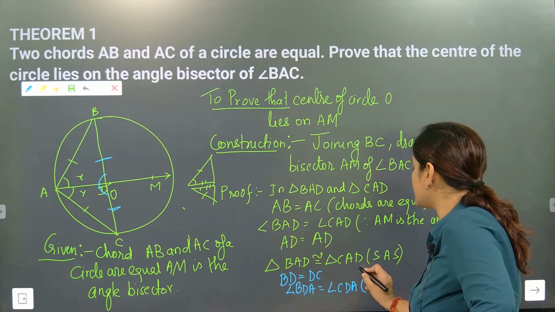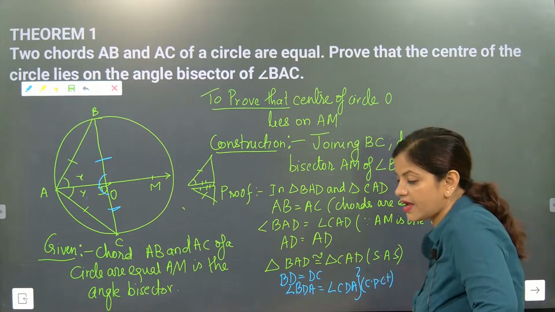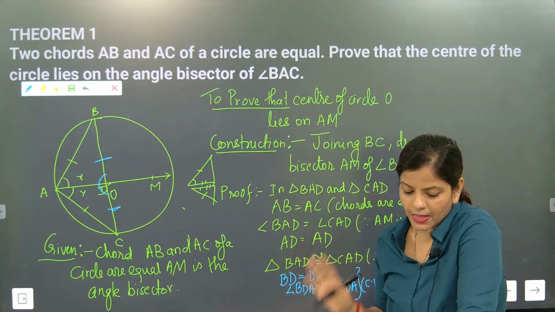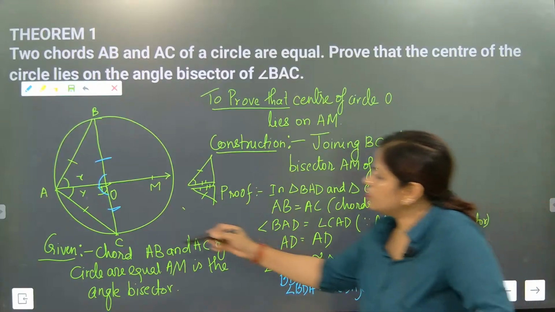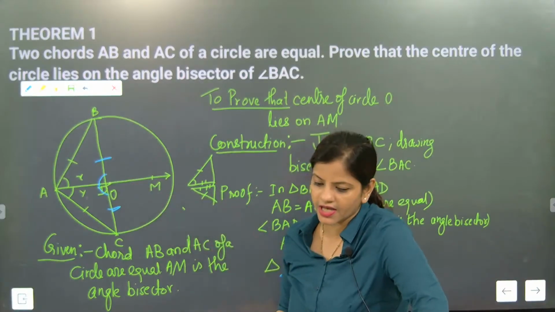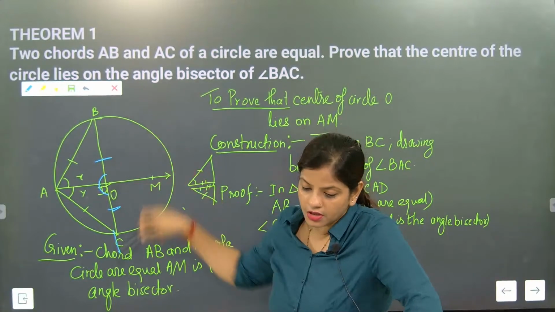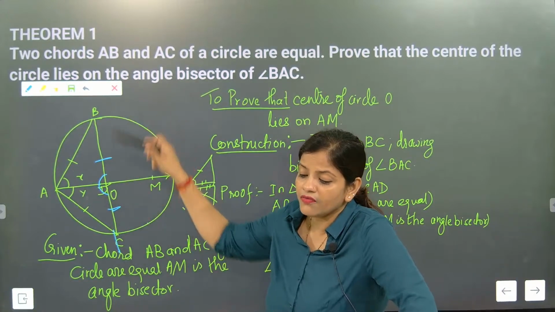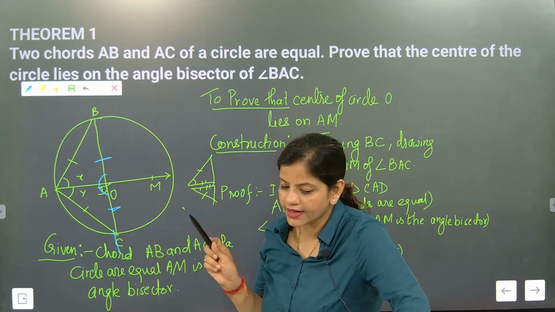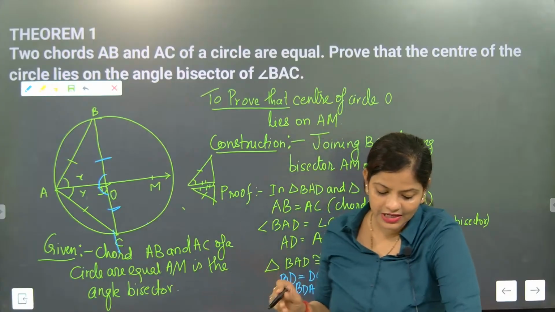These two things are coming by what? CPCT, corresponding parts of congruent triangles. So now we already know that BD is equal to CD and this angle is equal to this angle. And BC is actually a chord. What have we drawn? We have drawn a line, B to C, so it will act as a chord.